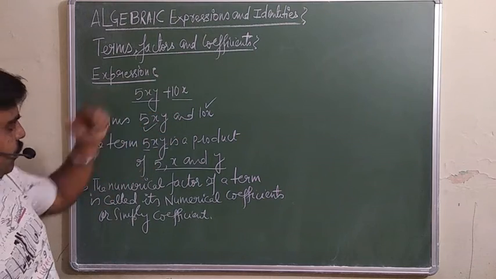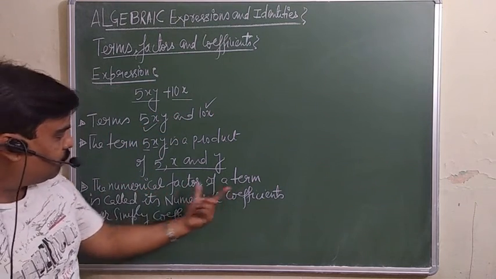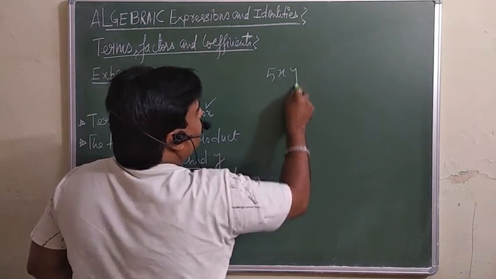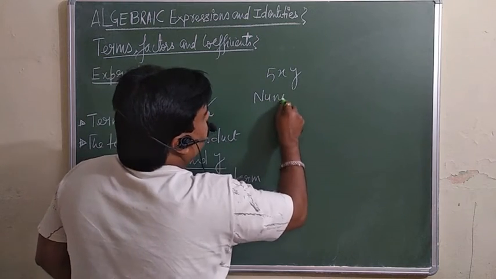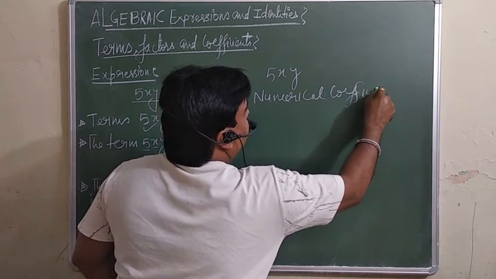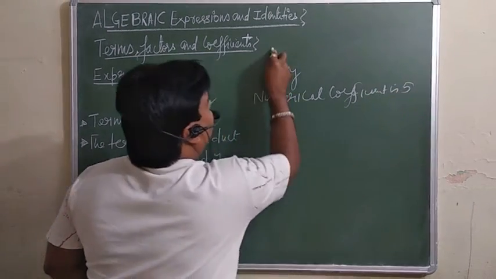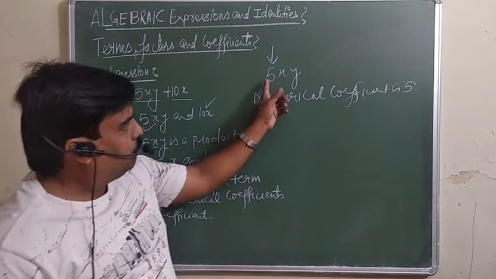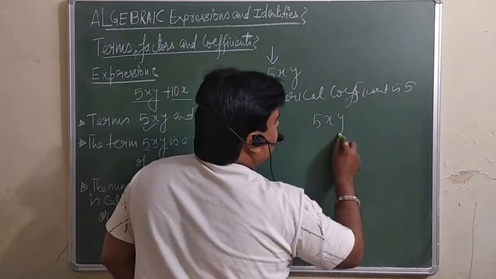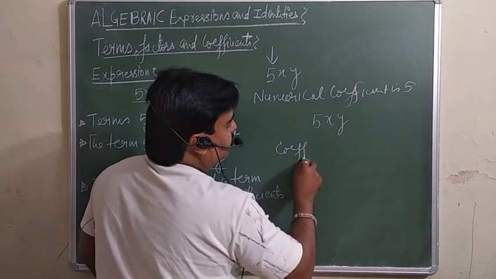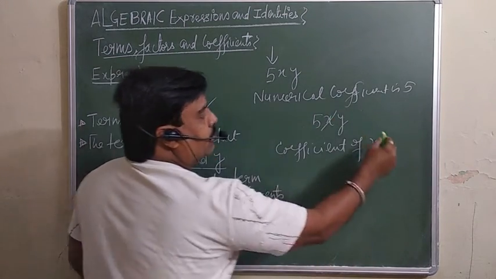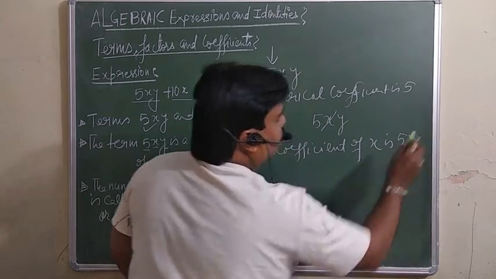And the third one is the coefficient. The numerical factor of a term is called its numerical coefficient. Suppose in 5xy, the numerical coefficient is 5. If we talk about the numerical coefficient, 5 is the numerical coefficient. Otherwise, if you want to write the coefficient of x, leaving x, that will be your coefficient. This is 5y.